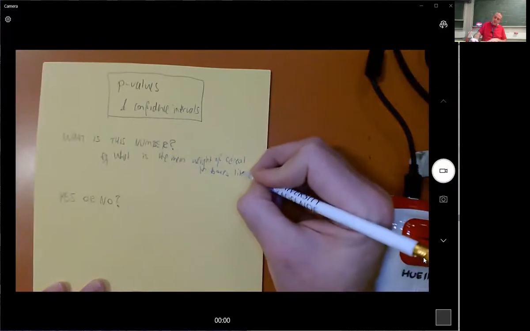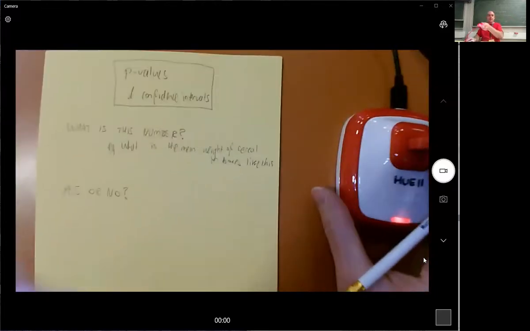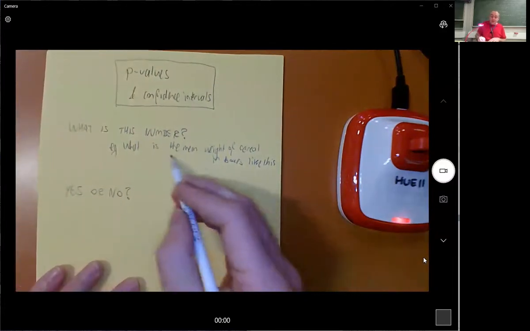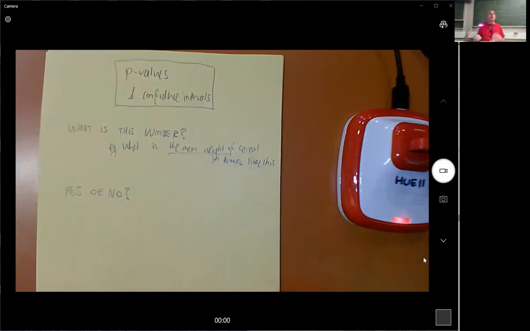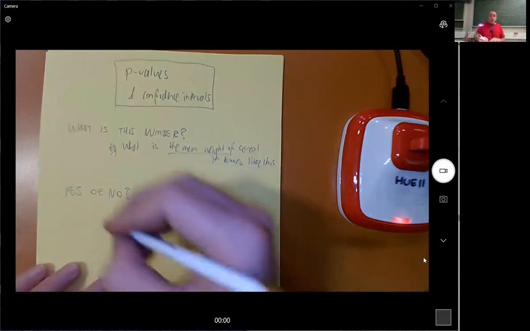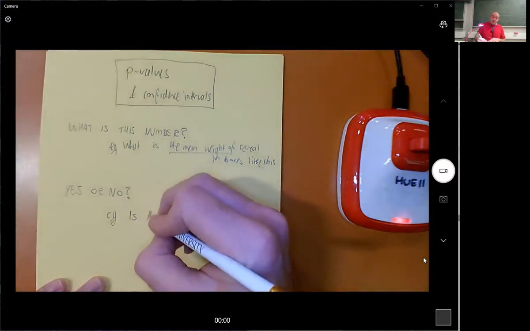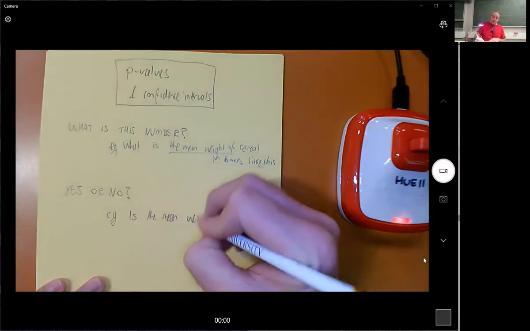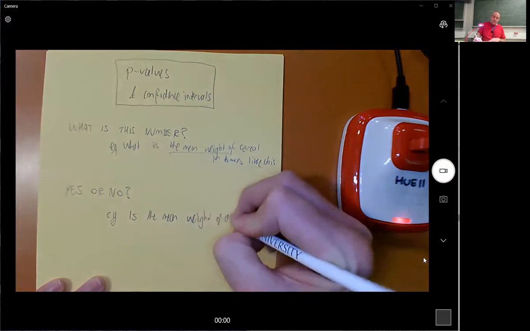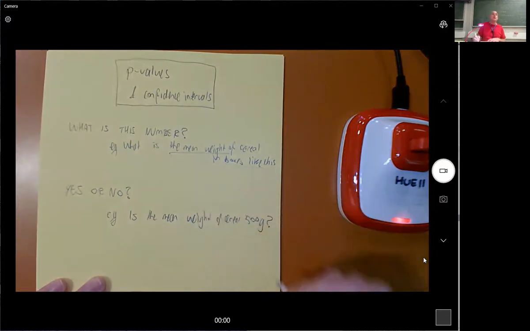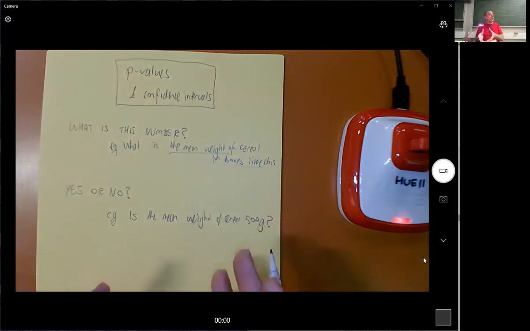Right, classic quality control question. So it's saying, here's the number, the mean weight of cereal in boxes like this, and we want to know what it is. But you could also ask a yes or no question about that same number. Is the mean weight of cereal 500 grams, like it says on the box? And that's a yes or no question. Is it 500 grams or is it not?